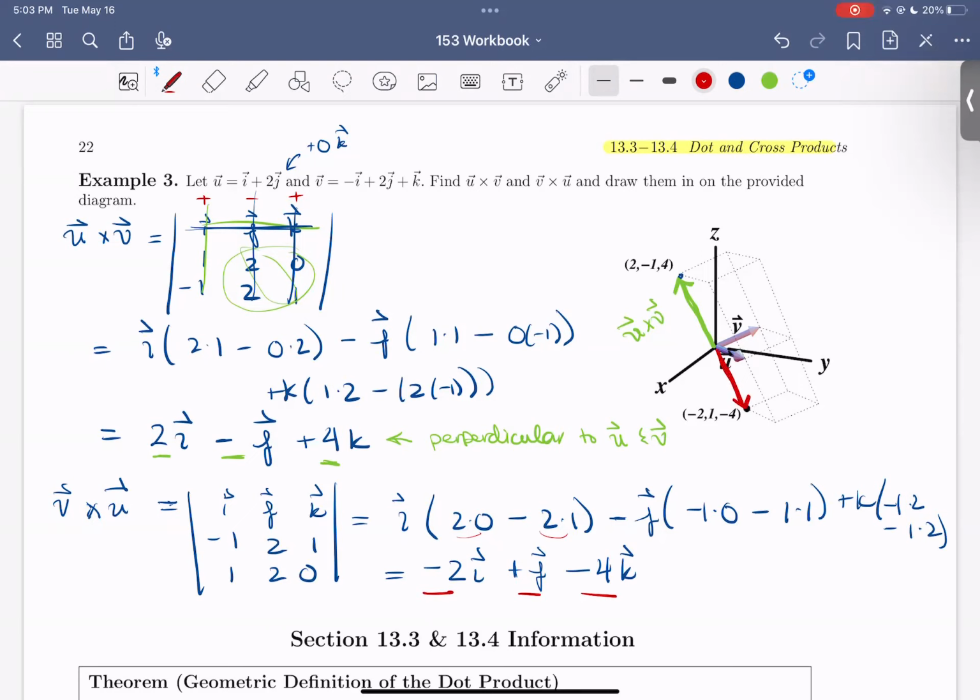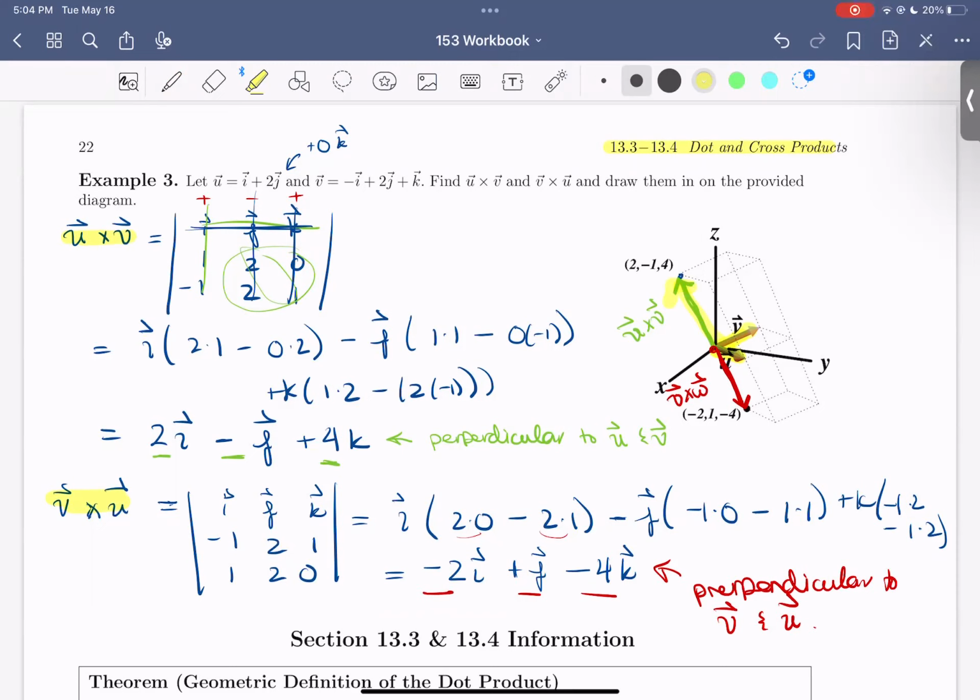So the vector that is the cross product v cross u is the vector that points in the opposite direction as u cross v. Notice also that this cross product is perpendicular to v and u. So what's really awesome is that, as we can see here in this geometric example, the cross product is a vector that's perpendicular to our two vectors we start with.